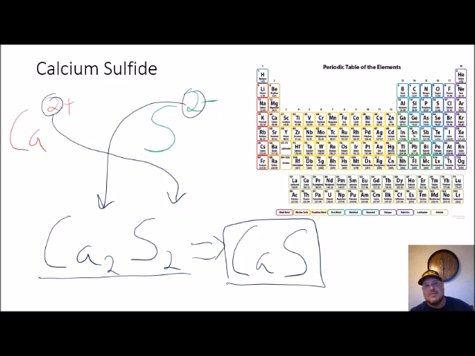When I say it like that, it almost sounds like a reggaeton beat. CaS, CaS, CaS. I've been listening to a lot of reggaeton right now on Apple Music. I don't know the guy's name, but the album's called Colores. It's pretty awesome.